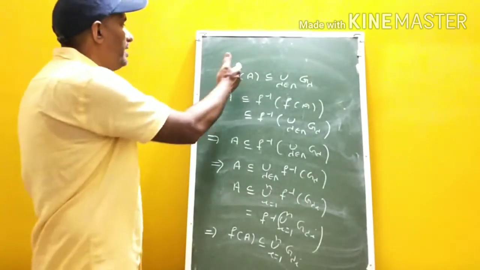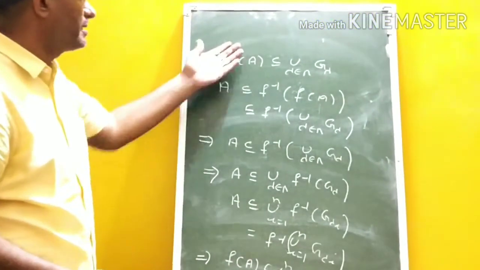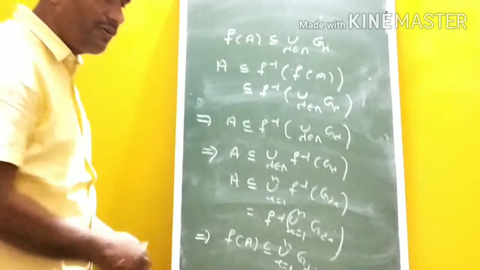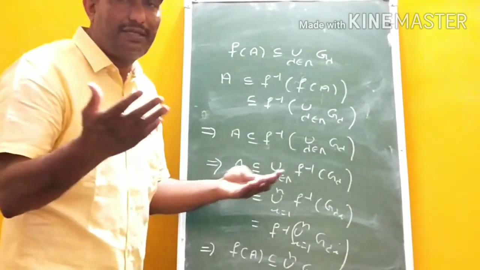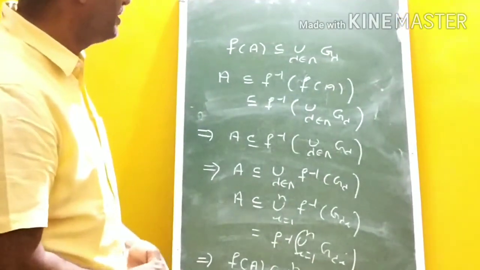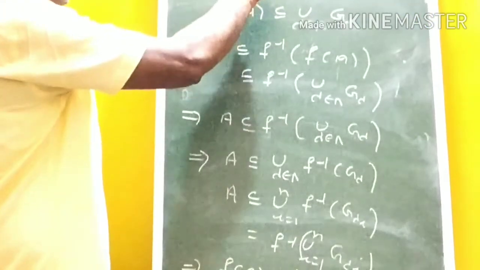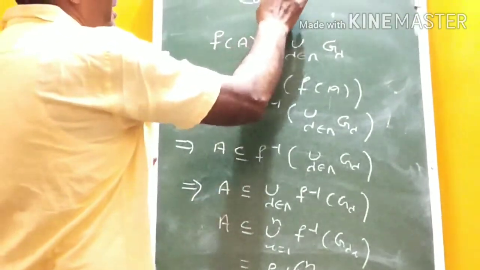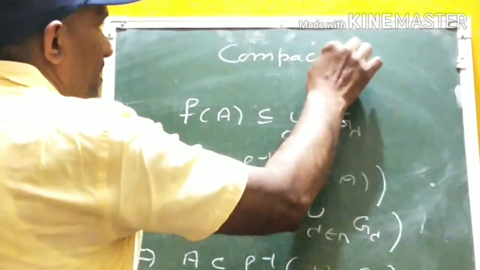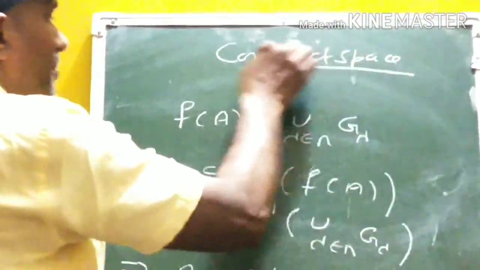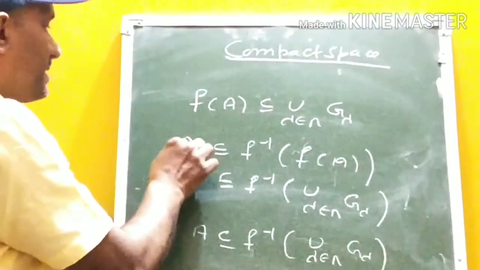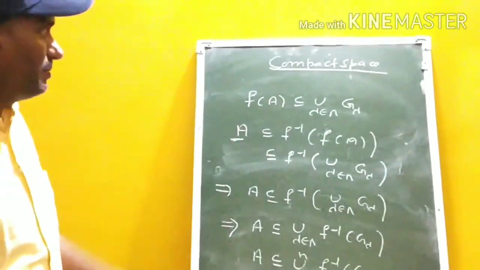So we have shown that continuous image of a compact set is compact. This is only the basic difference in both. First we proved continuous image of a compact space, and here we have proved continuous image of a compact set. There is a difference between both these theorems.